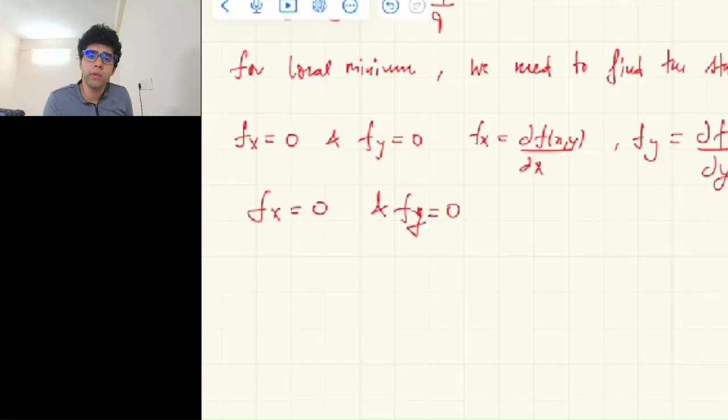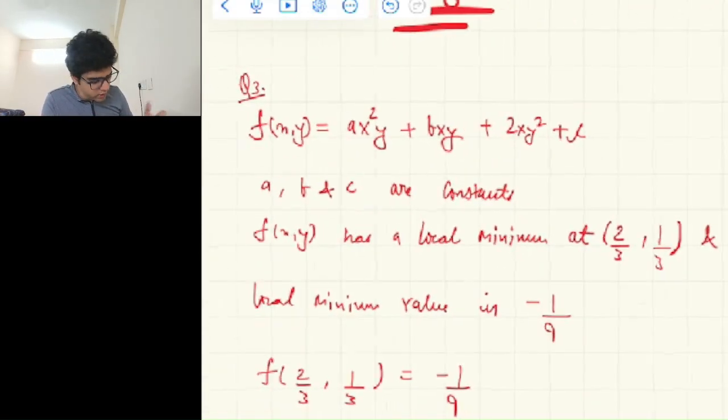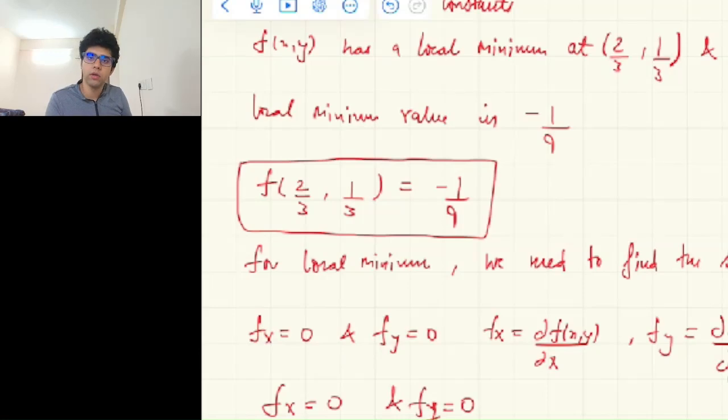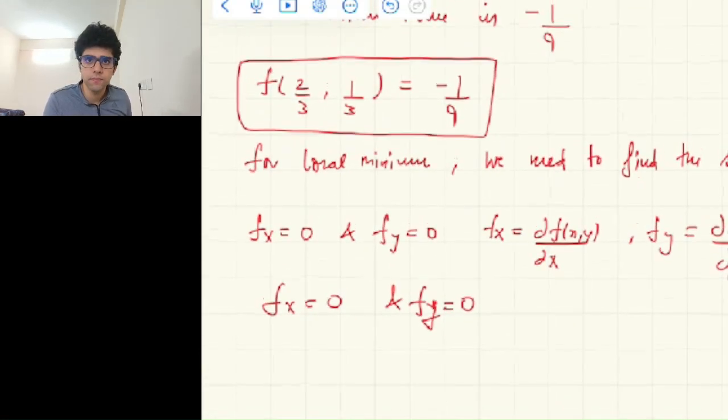Now, how will the third equation come? Because we need to find c also, right? For the third equation, we are already given that f of 2 by 3 comma 1 by 3 is minus 1 by 9. So this is our third equation. So using these three equations, we can find a, b and c.